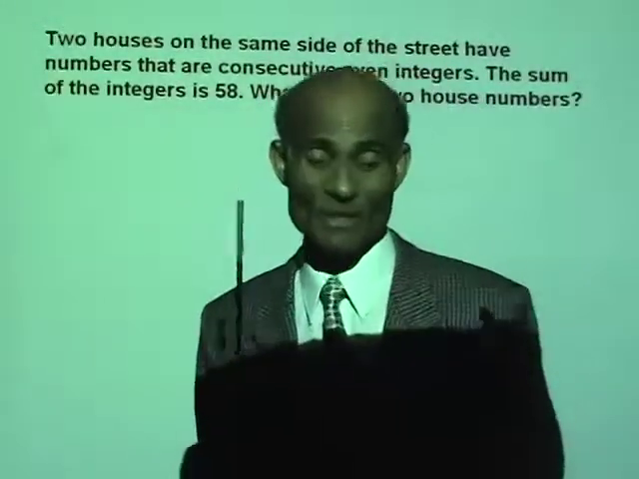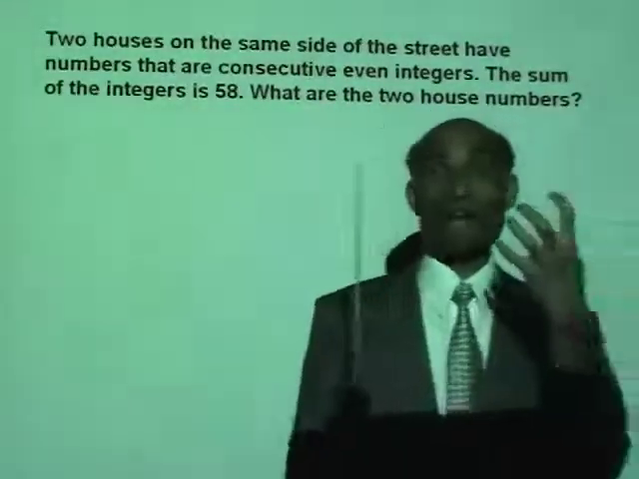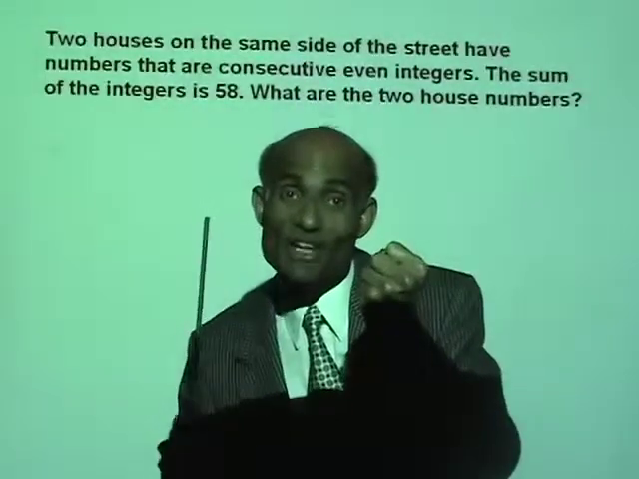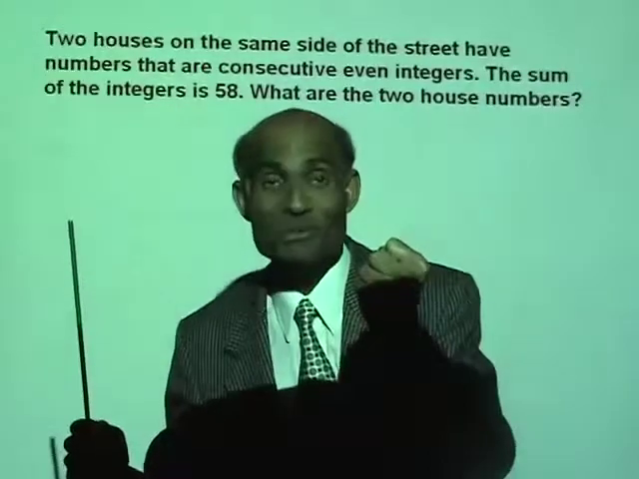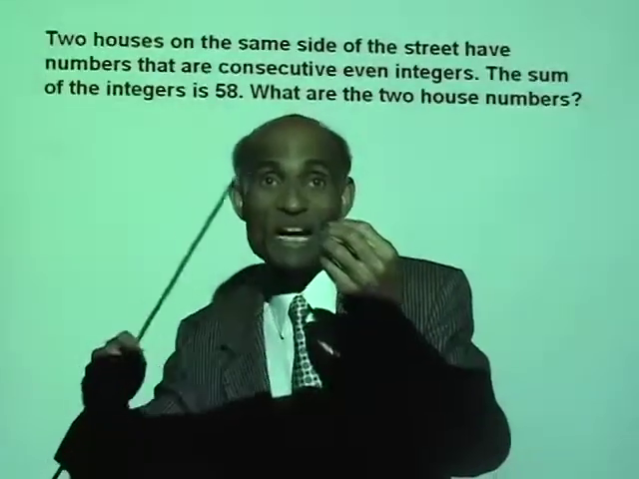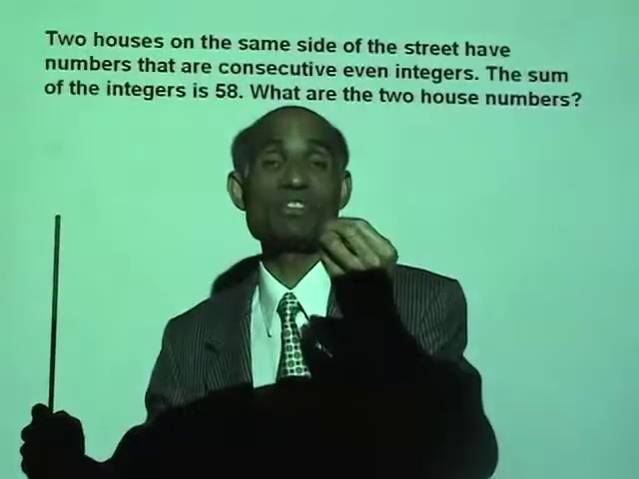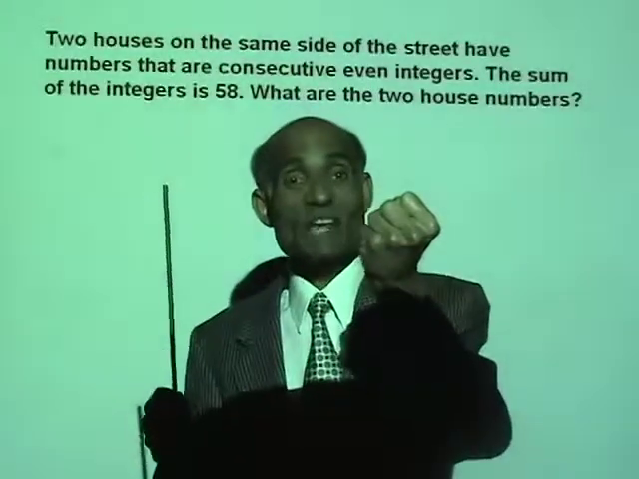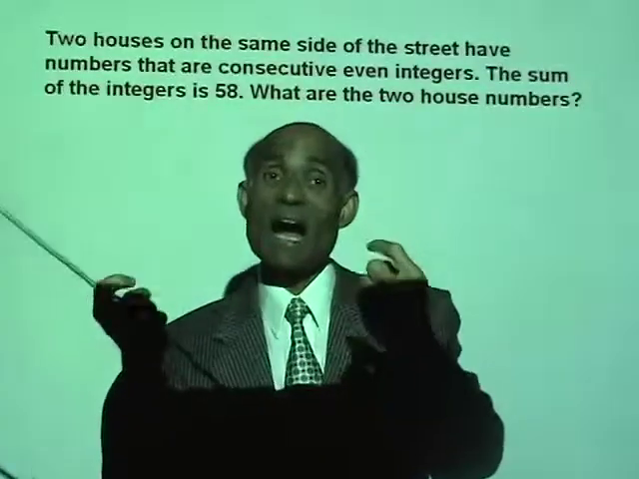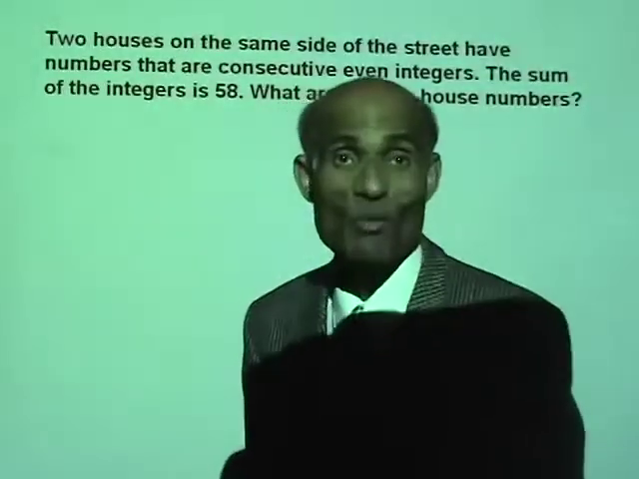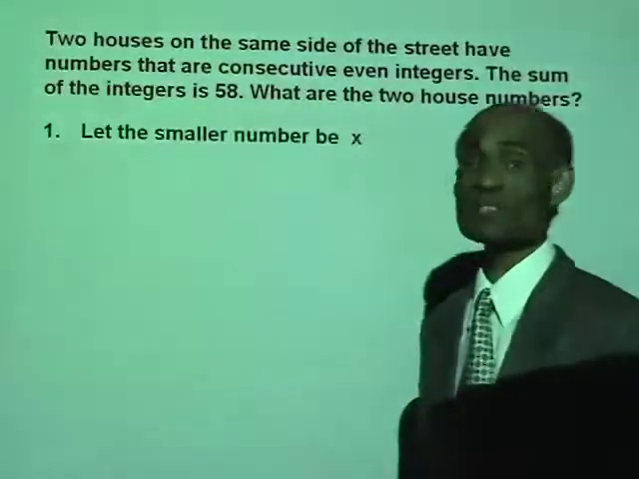Now, that means if one number is x, the other number will be how much? x plus 2, because they are consecutive even integers. If 4 is an even integer, the next even integer is 6. Add 2 to the smaller one. Alright, let's write down our step.